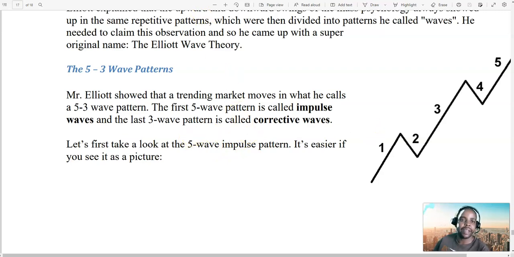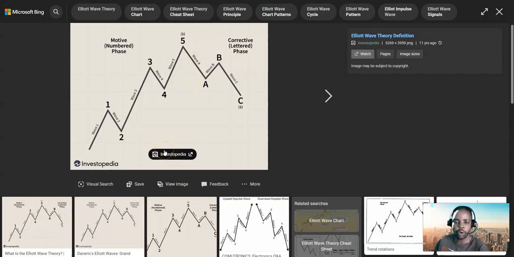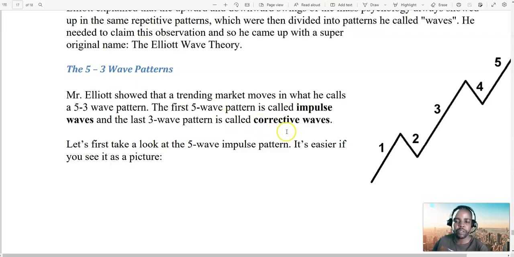I think I have a complete example. They don't show the complete example there. You have the complete impulse wave all the way until stage 5. And then from stage 5, you have corrective waves. These are the 3 last corrective waves that the theory speaks of, which is the last one. You just don't see it here.